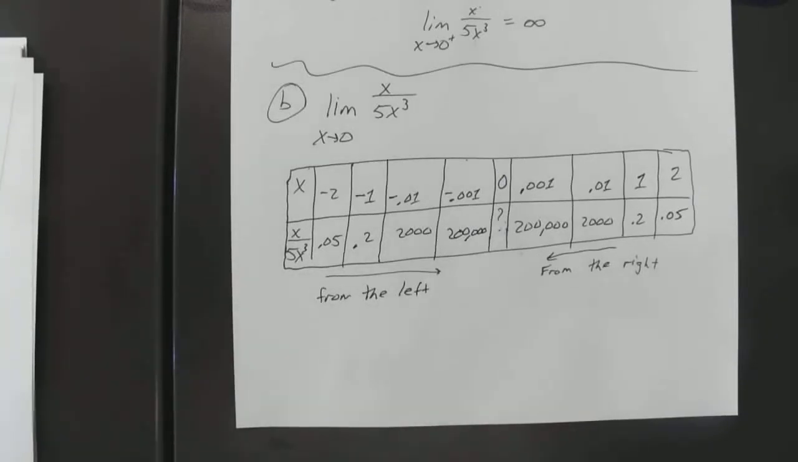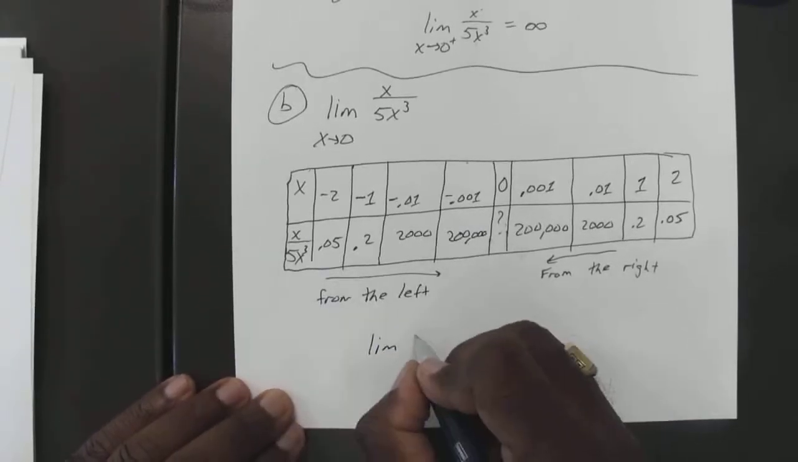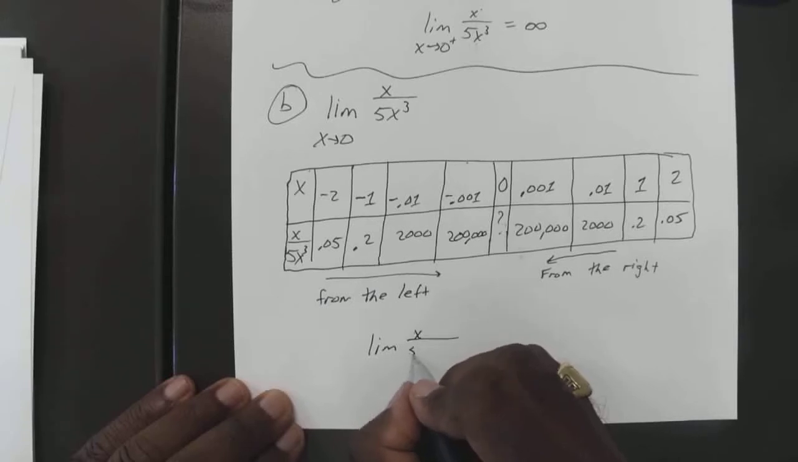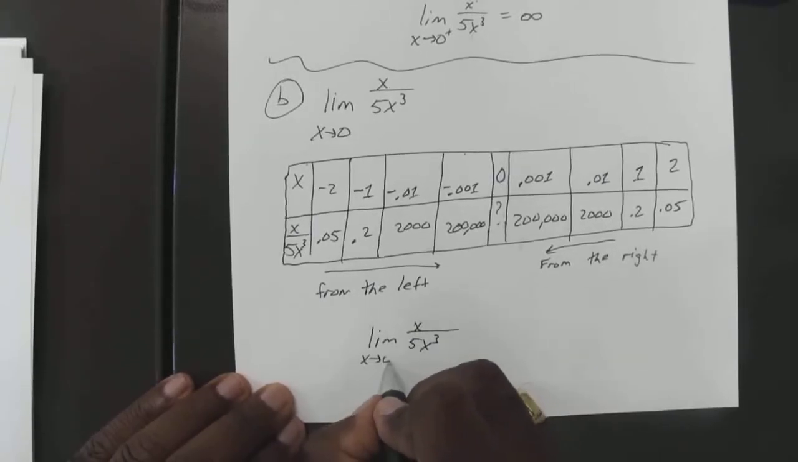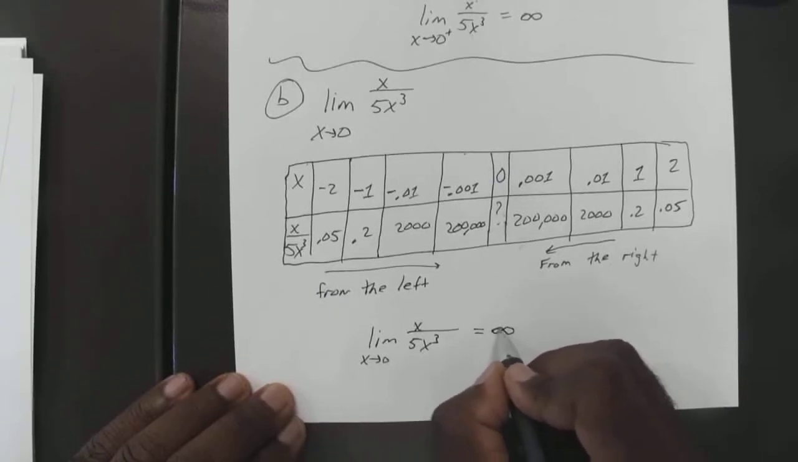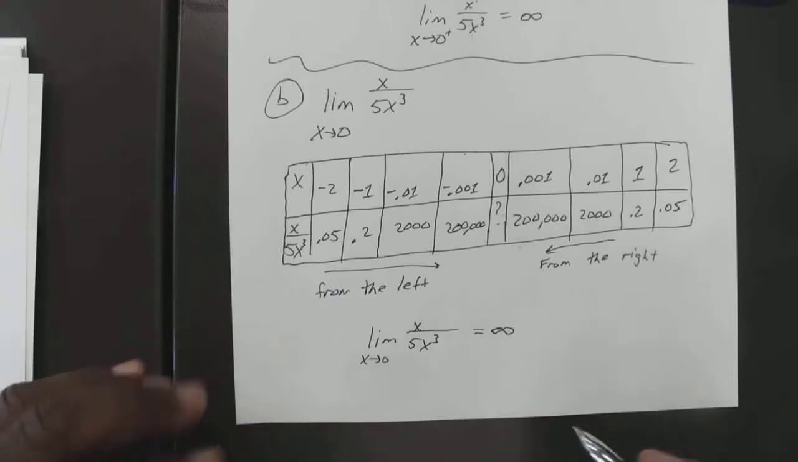Okay, so either from the left or from the right, as you get closer and closer to 0, the limit is going to equal infinity. Okay, and that's simply because the limit from the left and the limit from the right are equal.